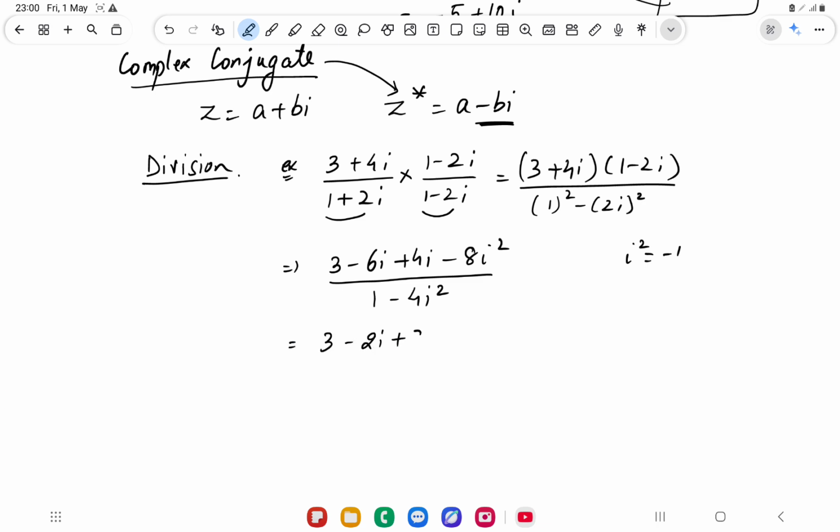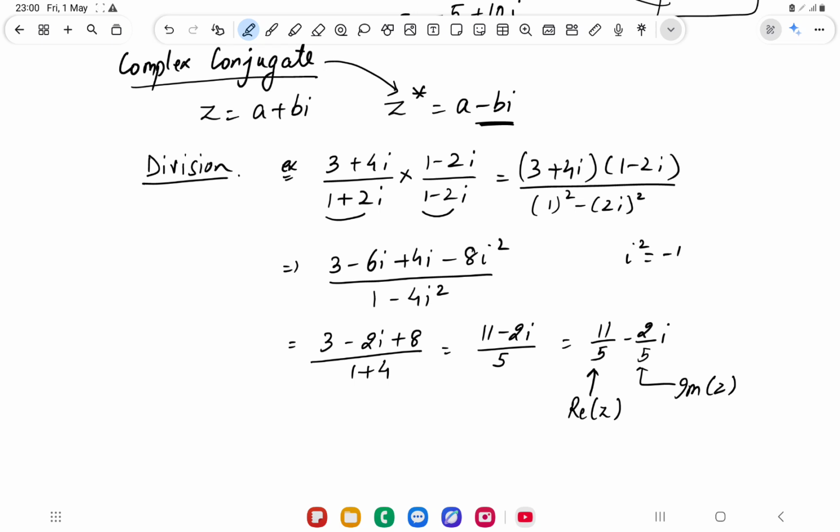So this will become plus 8 upon 1 plus 4, that is 11 minus 2i upon 5, which I will be writing like this, so that I can clearly define that this is my real part and this is the imaginary part of the complex number. And there is one quick tip: z into z asterisk, that is the complex conjugate, will always give you a real number.